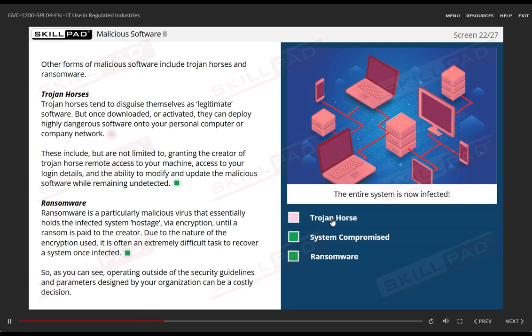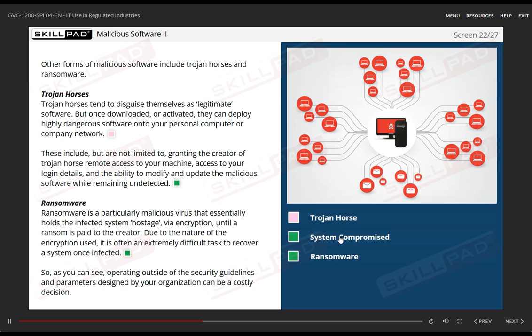These include but are not limited to granting the creator of the Trojan horse remote access to your machine, access to your login details, and the ability to modify and update the malicious software while remaining undetected.